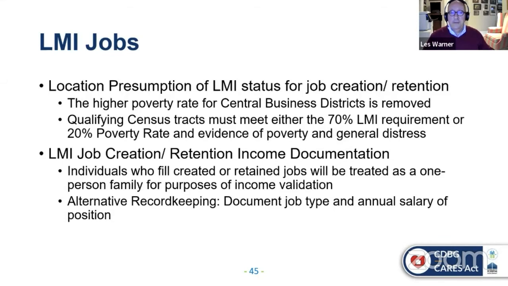The other thing that's been done, which is a major streamlining, is that instead of looking at each of those workers and calculating their income based on them being part of a family, we're going to treat them as individuals. We can look just at their income and compare that to the one person household regulations to determine whether they're income eligible. We don't have to track down the rest of the information about family size and other sources of income. One way to streamline that documentation is to document the type of job they hold and the annual salary for that position, since we don't have to document the rest of those family members.